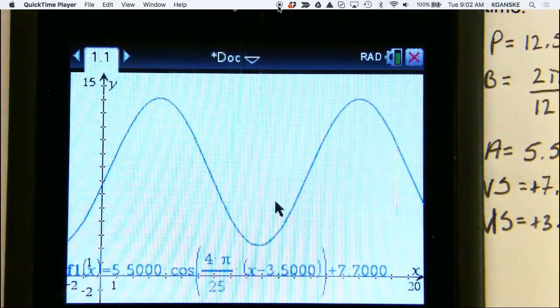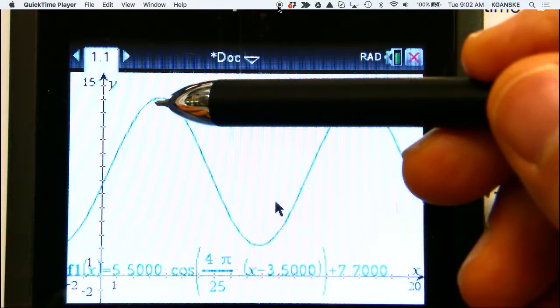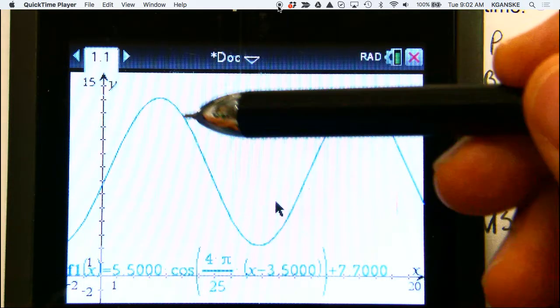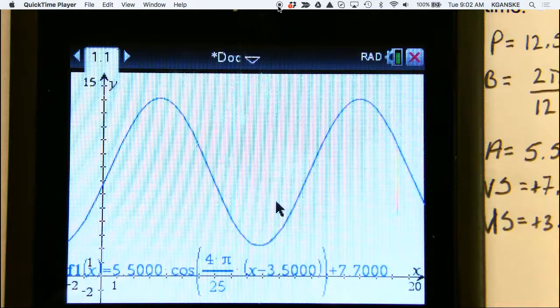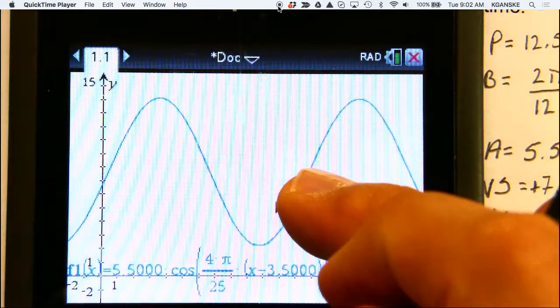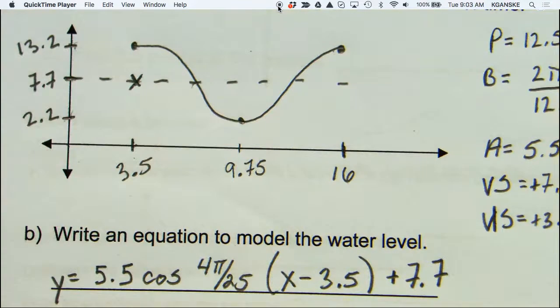Right? And so it looks like it's supposed to, right? Like at around 3.5, I can kind of just see it's going to go down and up, and then at 16, it kind of finishes. So I know that I'm getting here what I see from there. And that's kind of what you should go for.